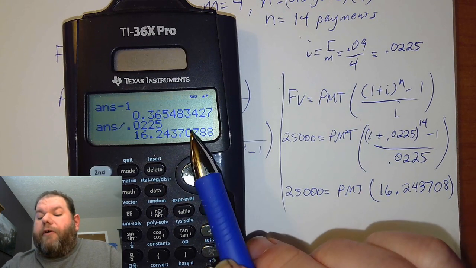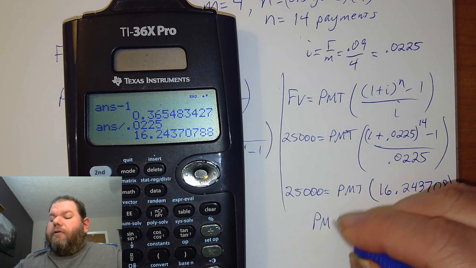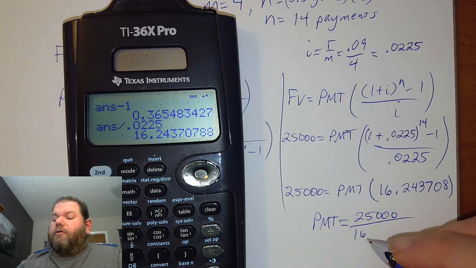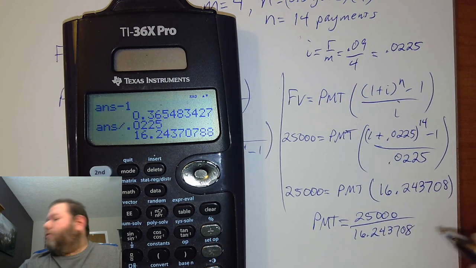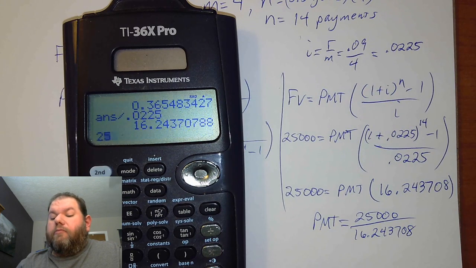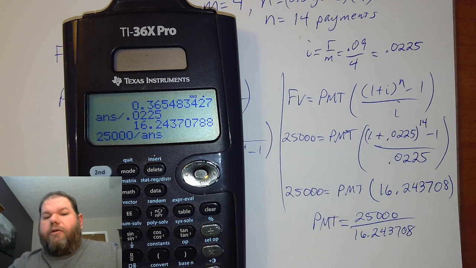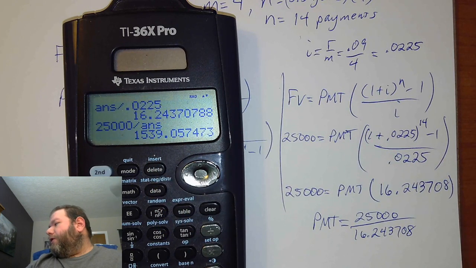So I'll round a little bit. I again went to 6 decimal places. I guess I like that for some reason. And then the payment will be 25,000 divided by that number. Now, the one way we can use our calculator to not round is we can use this answer function. And that would give us 1539.06 if we round.